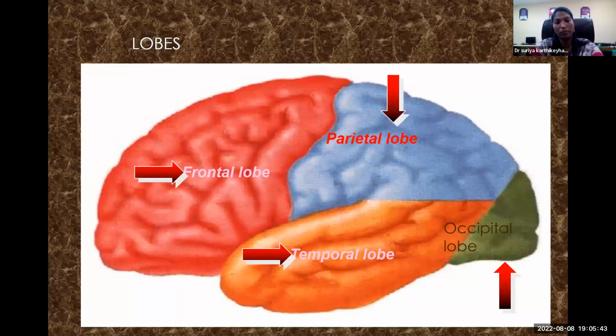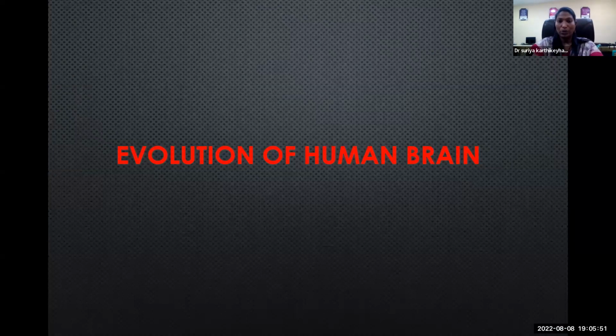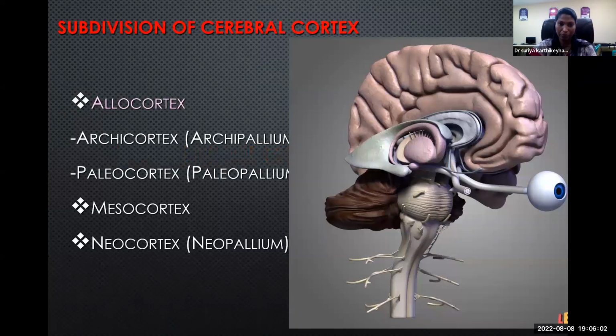This is about the lobes of the cerebral cortex: frontal, parietal, temporal, and the occipital lobe. And this is the operculum. Coming to the evolutionary aspect, which is very important: how we have evolved, how our brain has changed over time.